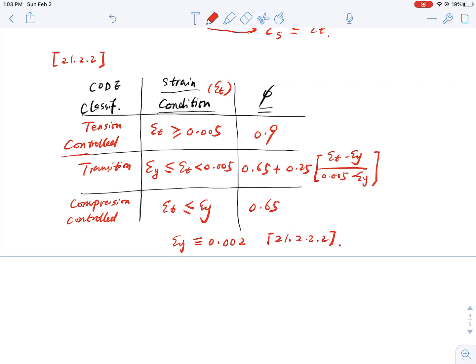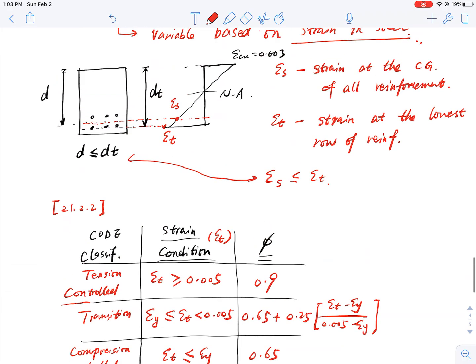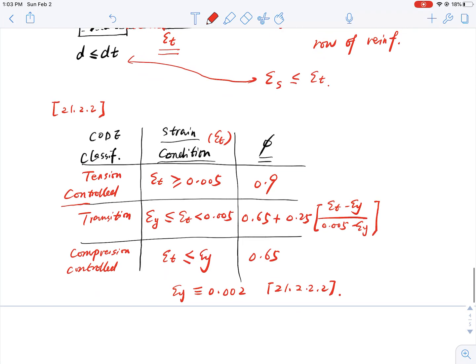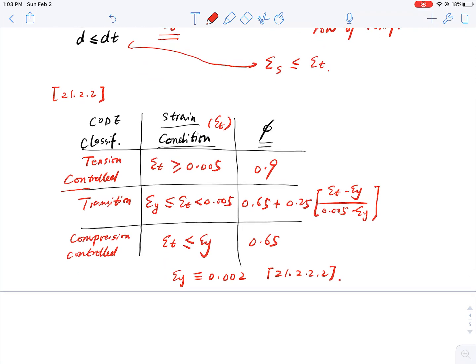Now if you take a deeper look at this phi strength reduction factor, it basically is saying the strength reduction factor is dependent on the strain in the steel, and it's not epsilon s, but the strain on the last row of steel. That is to tell you that if my strain is bigger than 0.005, which is very large and much more than the yield strain, I have a higher strength reduction factor of 0.9. If I have a strain that is just a hair smaller than the yield strain, which means my steel is now yielded, I have a 0.65. In between, I have a linear interpolation.